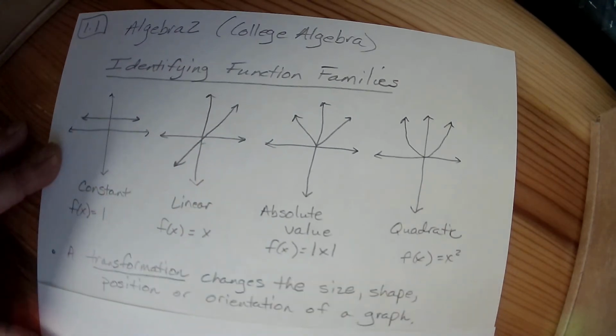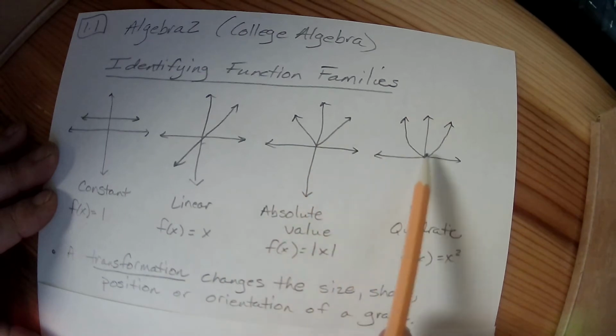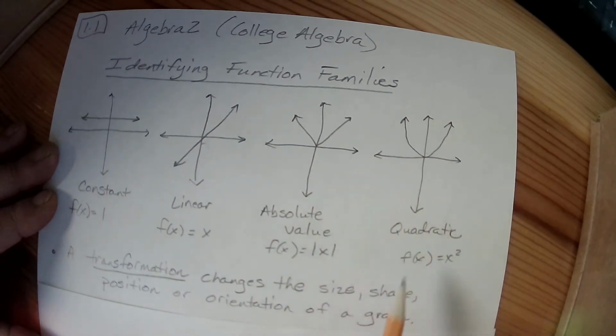Okay, when we talk about transforming functions, a transformation changes the size, shape, position, or orientation of a graph. What does that mean, orientation? Well, it means, does it point up, does it point down? Like these two, the orientation on both is pointing up. The opposite orientation would be that they're pointing down.